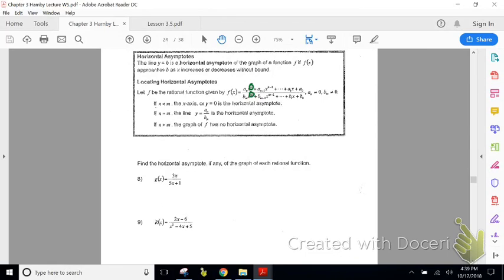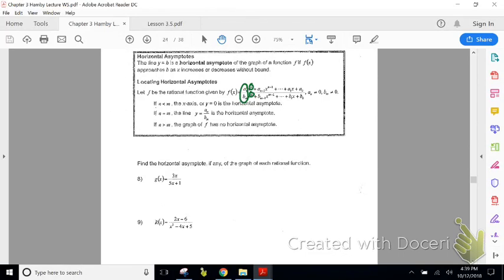If n equals m, then the line y equals a sub n over b sub m is going to be the horizontal asymptote. So what that's saying there is if it's the same, you're going to take a ratio of the coefficients in front of those largest exponents. And then if n is greater than m, the graph of f has no horizontal asymptote.